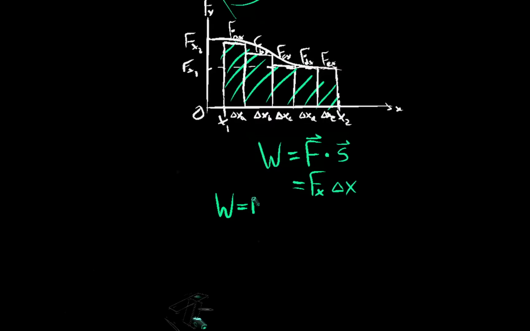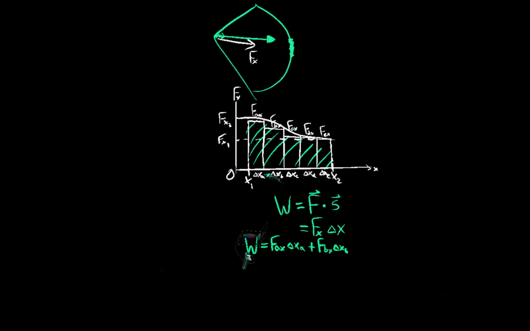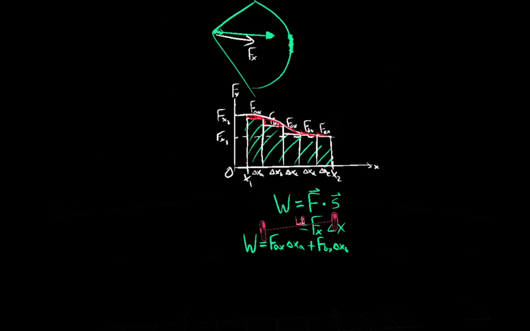So it would be FAX times delta XA plus FBX times delta XB, right? We're taking the area of each of these columns and adding them up. And if we had the widths of these columns get skinnier and skinnier, then this gap part that's left out, which contributes to the inaccuracy of our area measurement, gets smaller and smaller the skinnier the width of these columns are.